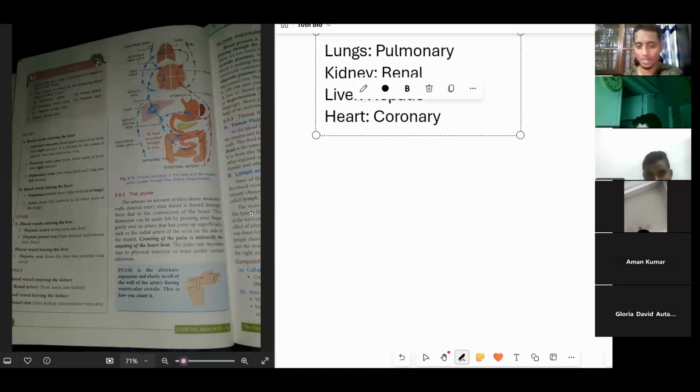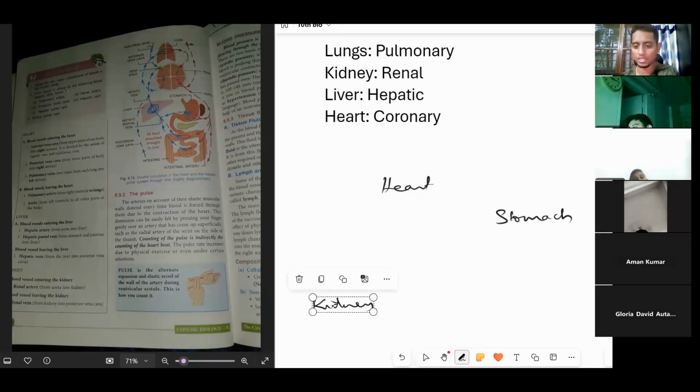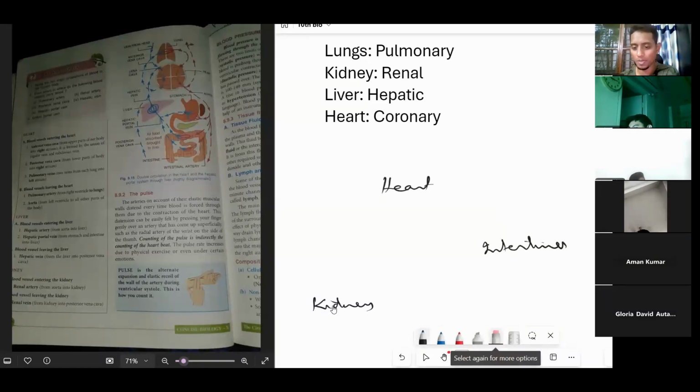Now let me explain that to you. Not always, okay? So say you have the heart over here. Here you have a kidney. Here you have stomach. Let's move ahead. Here you have intestines. Stomach and intestines go together. Here you have liver.